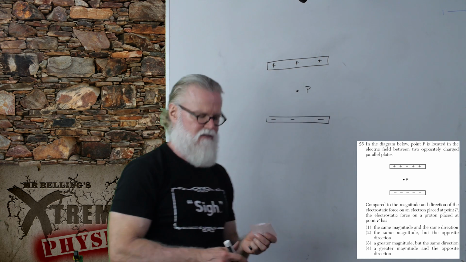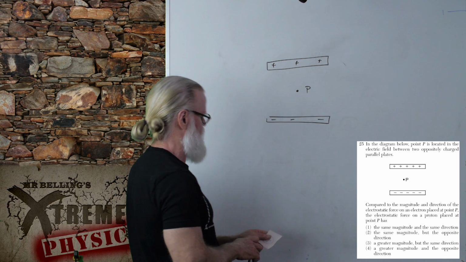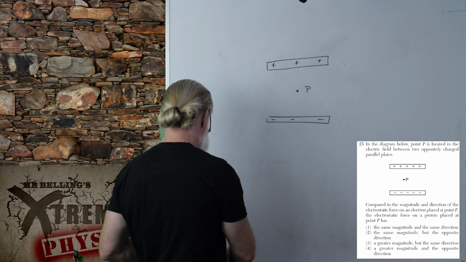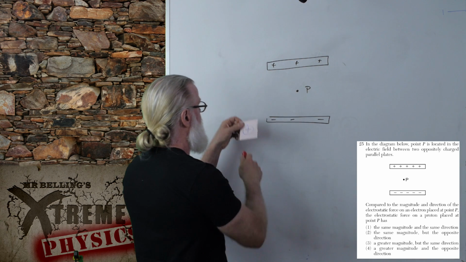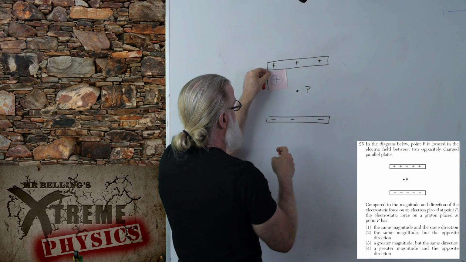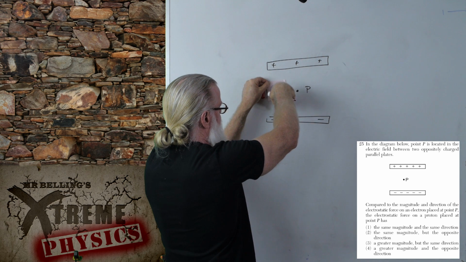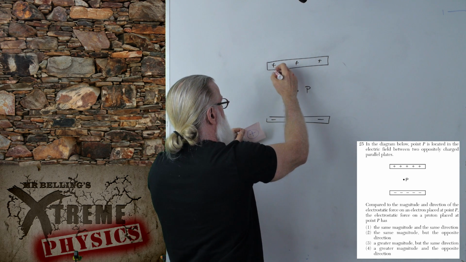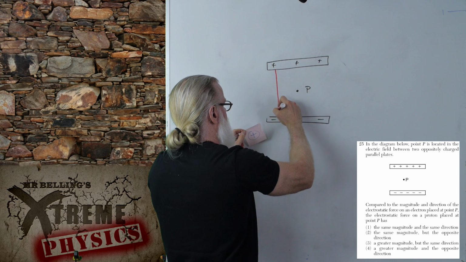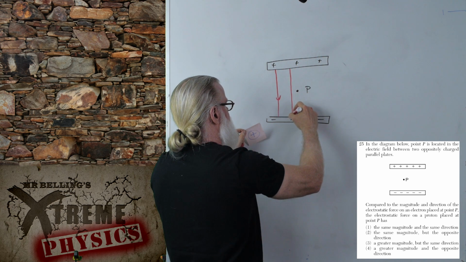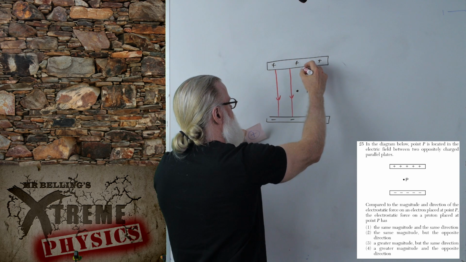Let's go through that thought experiment, what the field would look like. I'm going to use red for the field lines. So if I took a positive charge here, it would experience a force downward. It would repel and attract and repel and attract and repel and attract. So the field lines would be straight down like this. They would be evenly spaced.